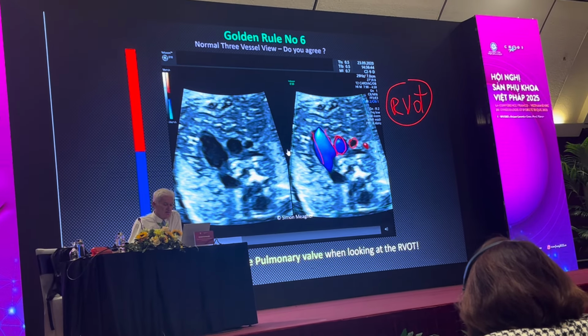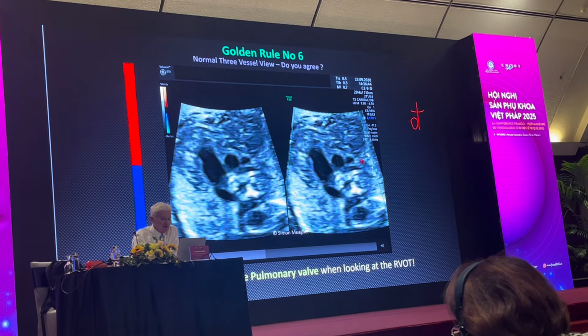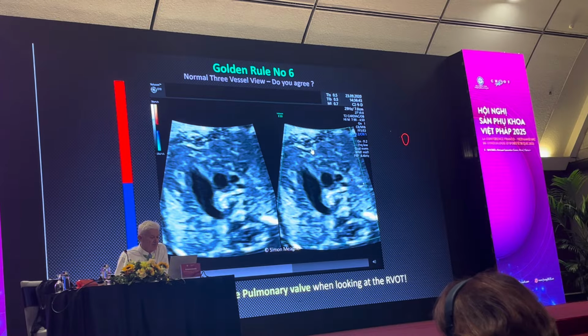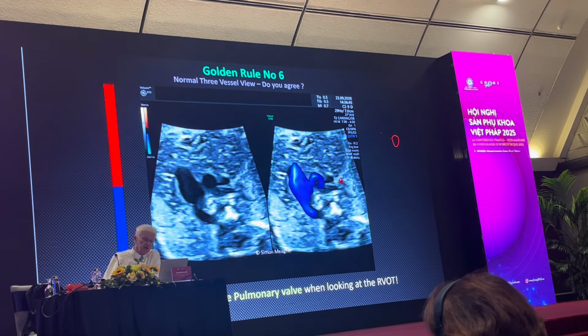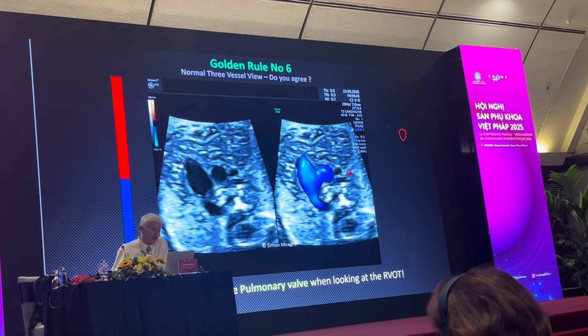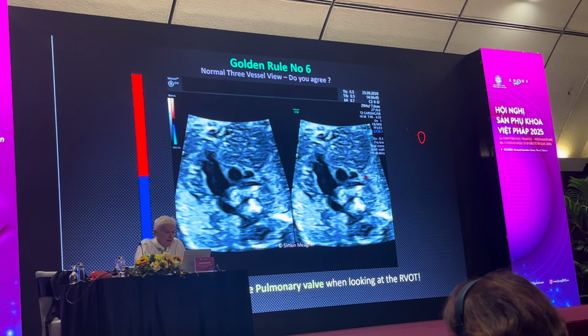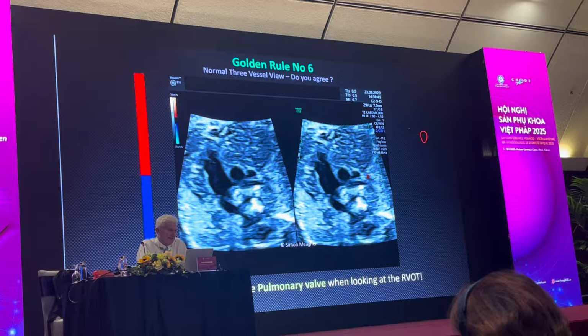But I say to you, can you see the pulmonary valve? And you say, no, Simon, I can't. And I say, why can you not see the pulmonary valve? Because you do not have the right ventricle in view. So if you look at the right ventricular outflow tract without the right ventricle in view, you will not see the pulmonary valve. This is why most babies with pulmonary stenosis, the diagnosis is missed prenatally.